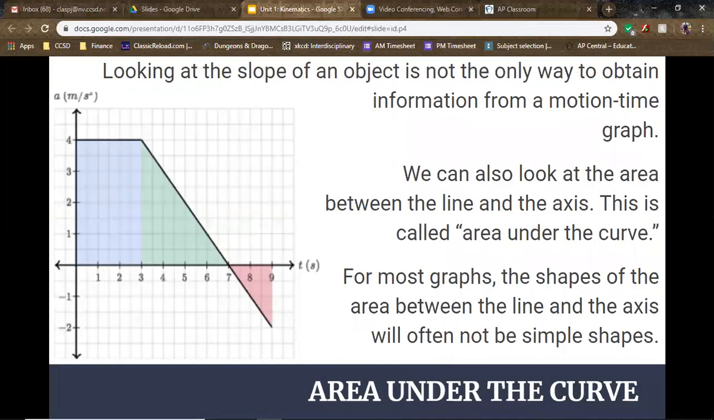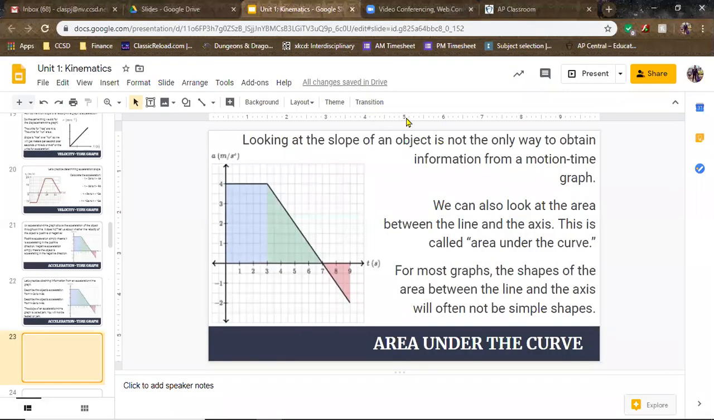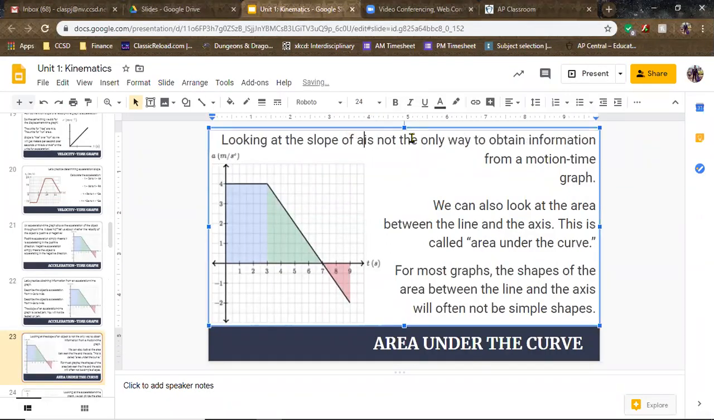Okay, slope won't help us if we have an acceleration time graph. However, looking at the slope of that says slope of an object. Wow. Slope of, slope of a motion. Whoa. Well, this is embarrassing, but I do this in class all the time as well. Beautiful. Look at that. That's fantastic. Looks better, I hope.